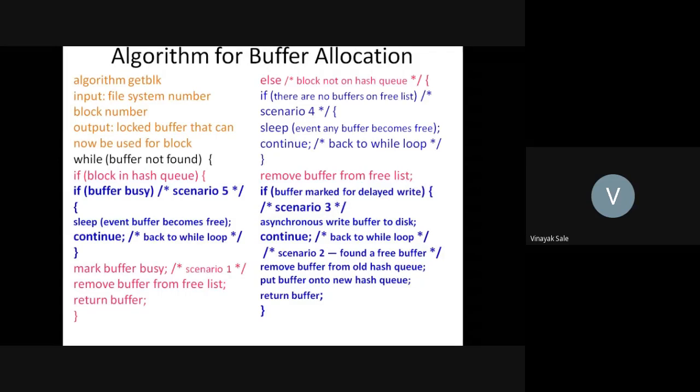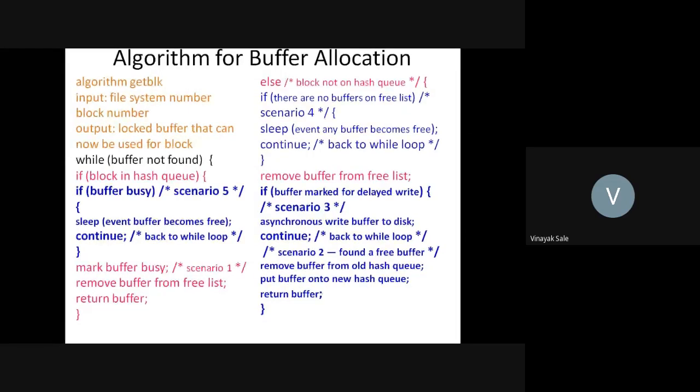Okay, if you have any doubt in this algorithm, please ask. Then we will see the 5 different algorithms, that is, scenario first, second, third, fourth and fifth, that is, 5 different algorithms as per the scenarios. And this algorithm is a combination of these 5 scenarios, that is, the getblk algorithm, a buffer allocation algorithm. See the algorithm carefully.